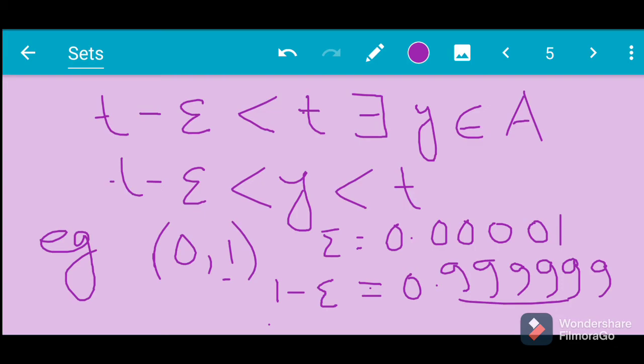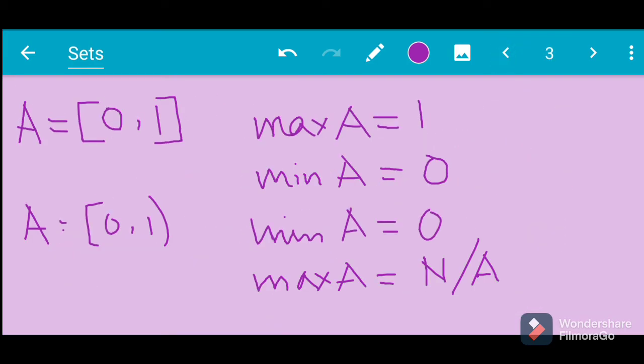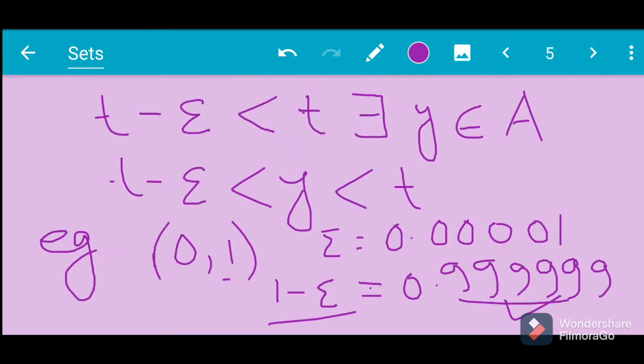So it means 1 minus epsilon is no longer an upper bound. The supremum for this set is 1, because if you reduce any small quantity from 1, you can generate a new number which is more than your 1 minus epsilon and less than 1. So for this set, 1 is the supremum.